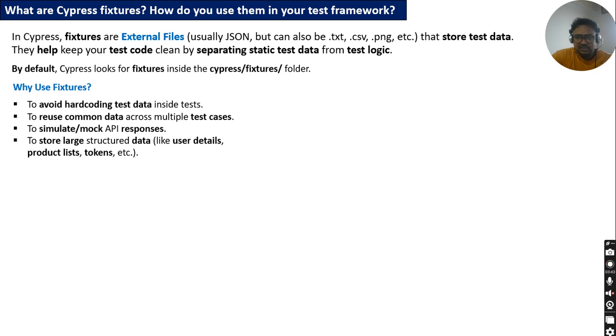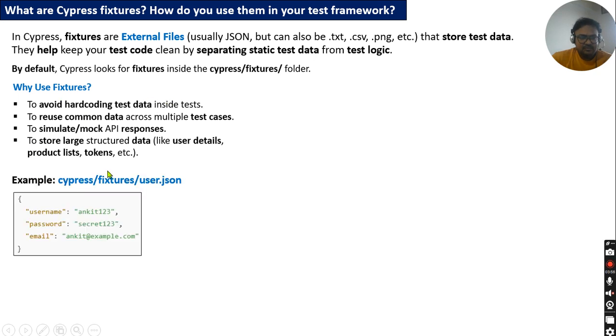Those are the structured data. Those are the confirmed data for your testing that you can store in the files. Okay, so these are a couple of reasons why a fixture is useful in Cypress. Then, for example, this is an example of a Cypress fixture, user.json.